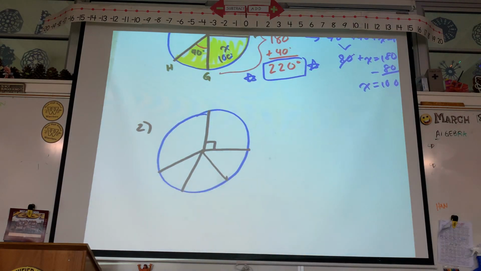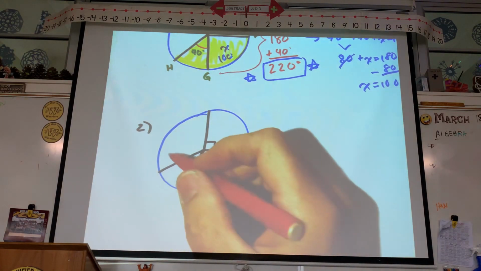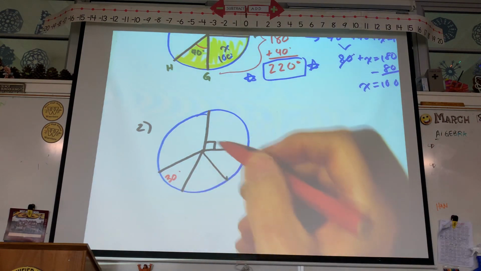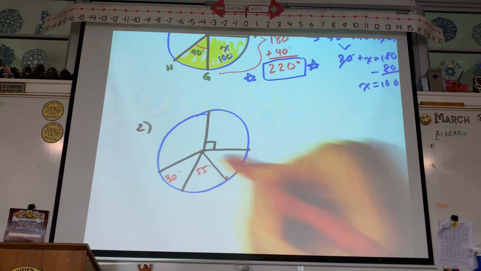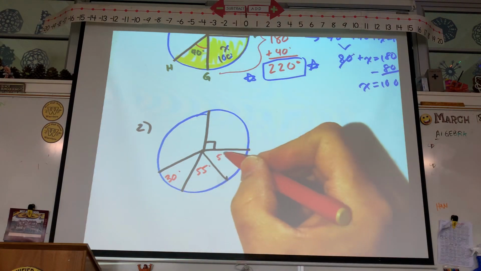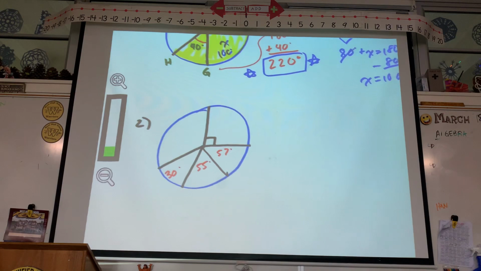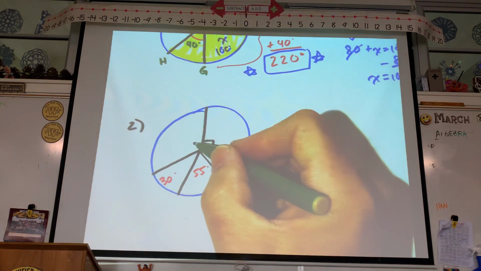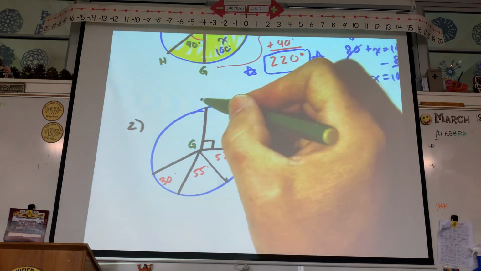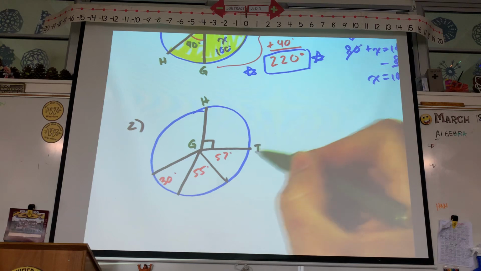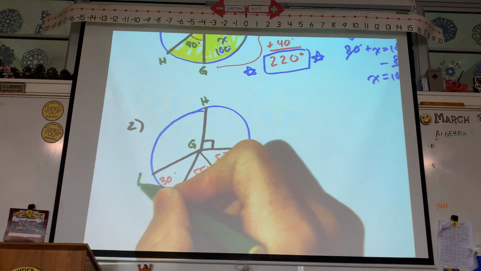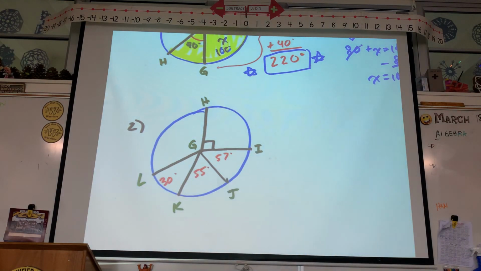So we divided up our pizza. Let's put in some values. This is 30 degrees. That's 55 degrees. That's 57 degrees. And let's put some points around the outside. The middle is G. The top is H. We've got an I. We've got a J. We've got a K, and we've got an L, okay?